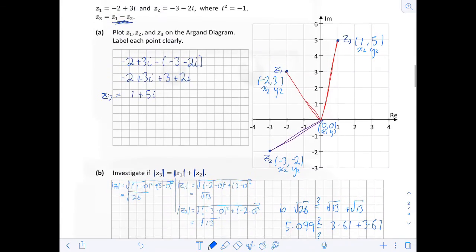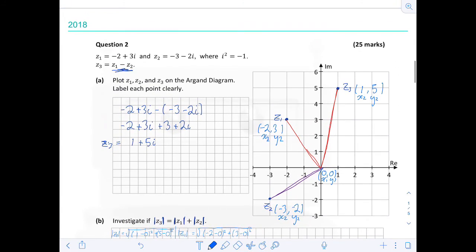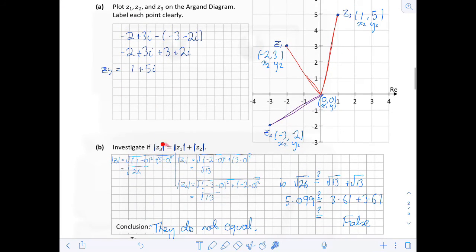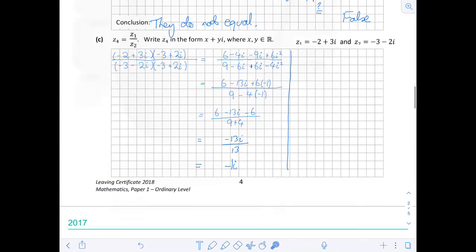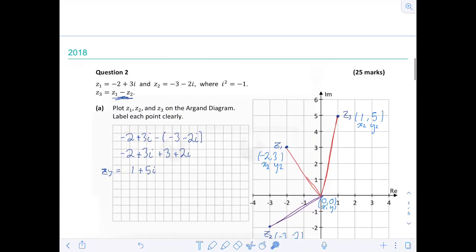Okay, so let's take a look at how they examined this. They gave us some complex numbers up here, and they asked us to plot. They asked us to add them and subtract them. They asked us to find the modulus, and they asked us to divide them. Okay, so that's really what your test on Friday is going to be, that same standard.